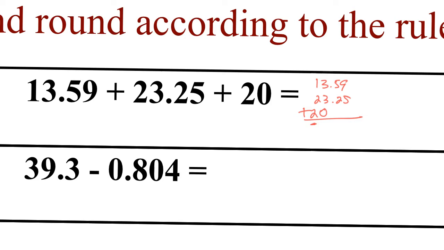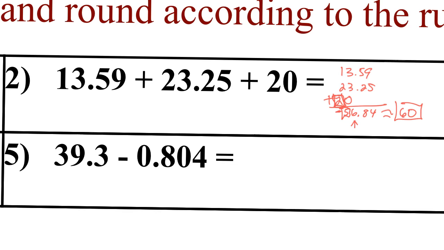So the answer you get in your calculator is 56.84. Again, this was the lowest accuracy that there was, so I'm going to round to the tens place. The 5 is followed by a 6, which is of course greater than 5, so your number is going to round up, which means this answer is going to be 60, because the 6 is going to cause the 5 to round up to a 6.